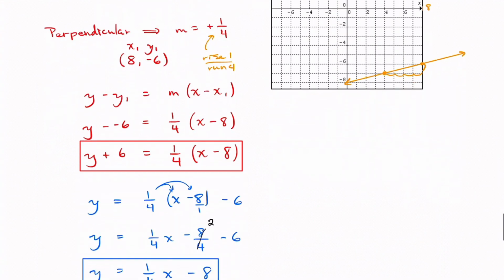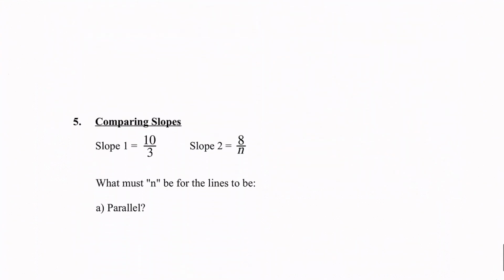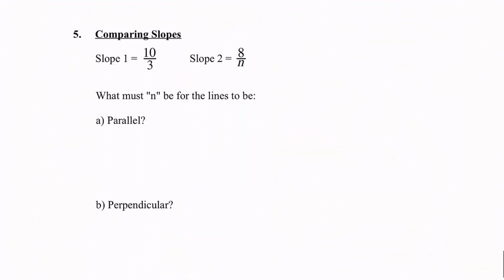The very last thing we're going to look at now deals with comparing slopes. So it says we're given slope 1, it's 10 over 3, and then a second slope, slope 2, it's 8 over n. And it says, what must n be for the lines to be parallel and perpendicular? So I know if they're parallel, these two slopes have to be equal. And if they're perpendicular, these two slopes have to be negative reciprocals of each other.